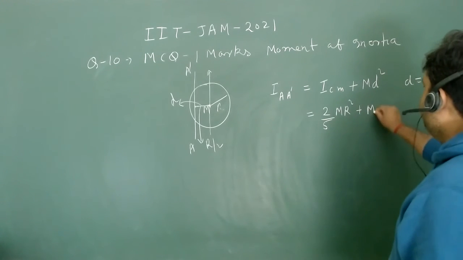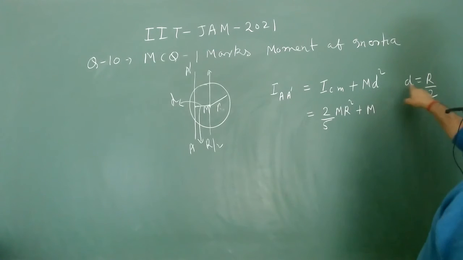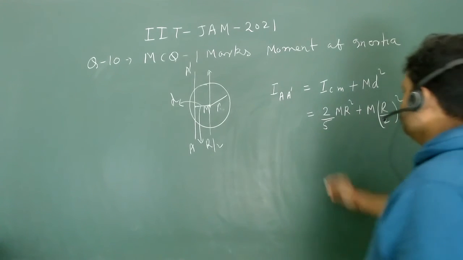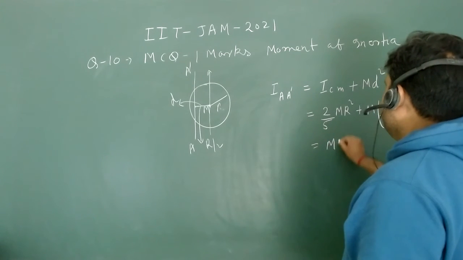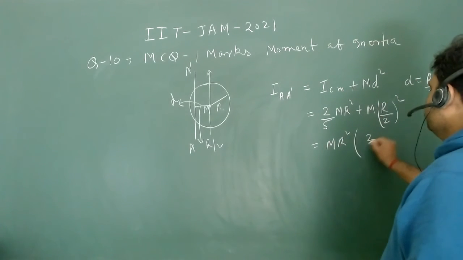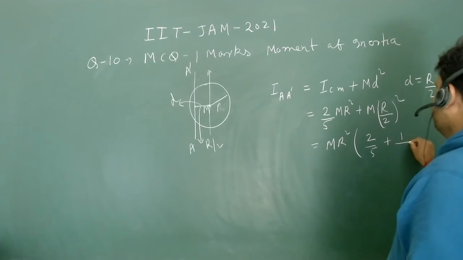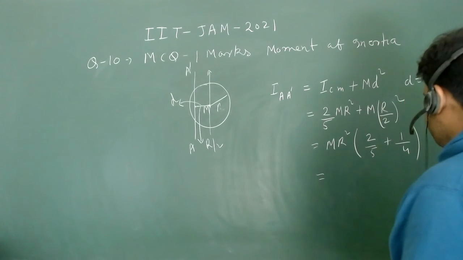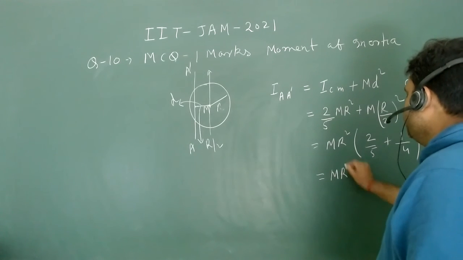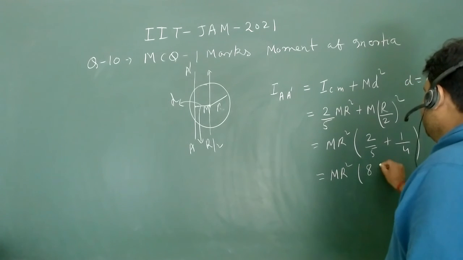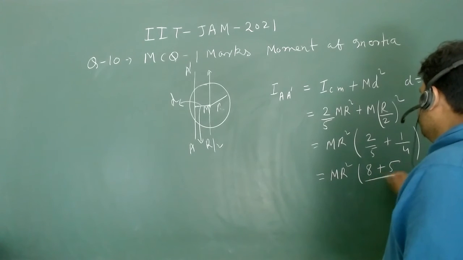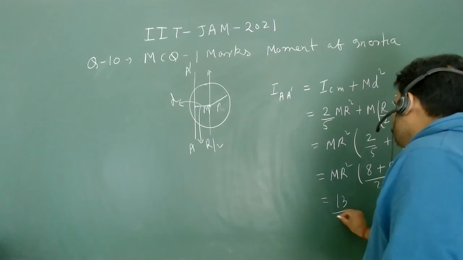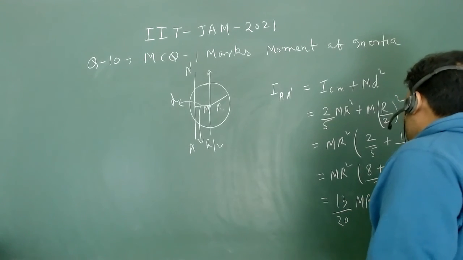And here we will take m, and we will just use d is equal to r by 2. So this is m times r by 2 whole square. So we can take m r square common, and this is 2 by 5 plus 1 by 4. If we solve it, we get m r square times (8 plus 5) by 20 actually, and we have 13 by 20 m r square.